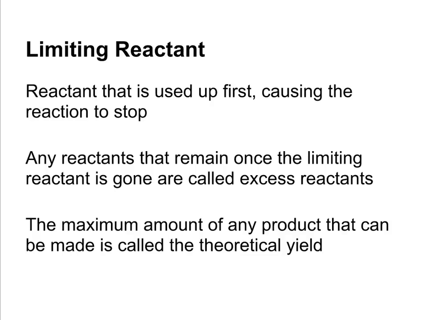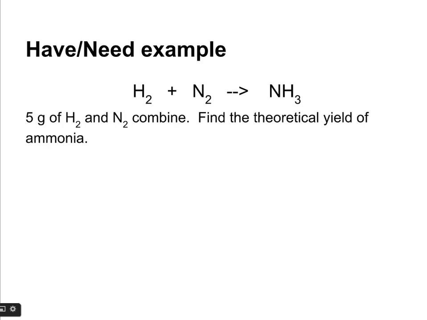We can do calculations to find the maximum amount of product that's going to be formed. That maximum amount is called the theoretical yield. There are two ways to solve a limiting reactant problem. The first way is to use a have-need table, which is what we're going to look at right here. In this question, 5 grams of hydrogen and nitrogen combined, we need to find the theoretical yield of ammonia.